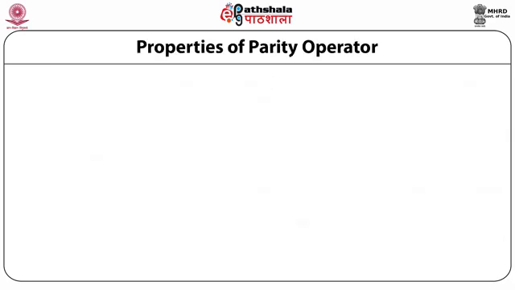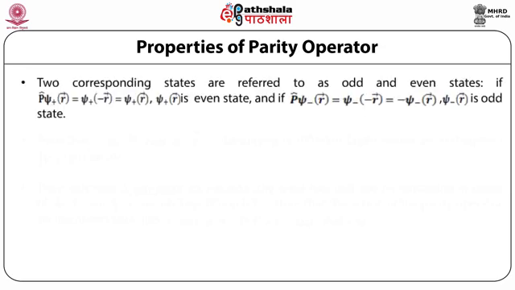Properties of parity operator. The two corresponding states, referring to the two eigenvalues obtained for the parity operator, that is +1 and -1, are referred to as the even state and the odd state.